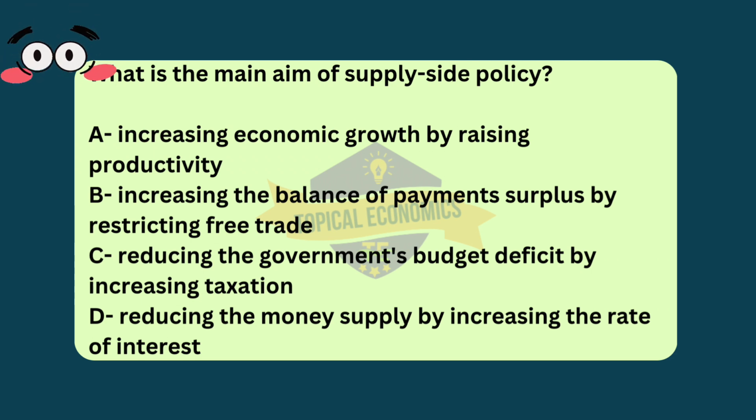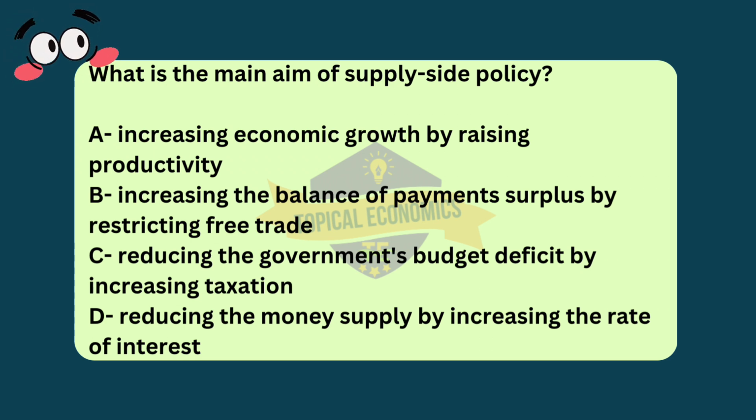The correct answer for this question is option A. Increasing economic growth by raising productivity. The main aim of supply-side policies is to increase the economy's productive capacity by improving the efficiency and productivity of factors of production, such as labor, capital, and technology. By doing so, supply-side policies aim to foster long-term economic growth, enhance competitiveness, and reduce structural unemployment.